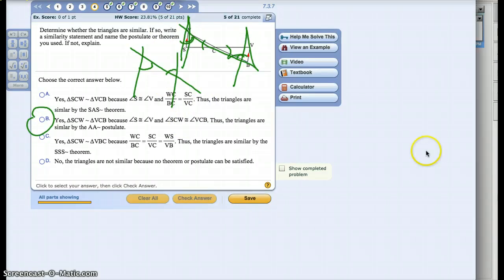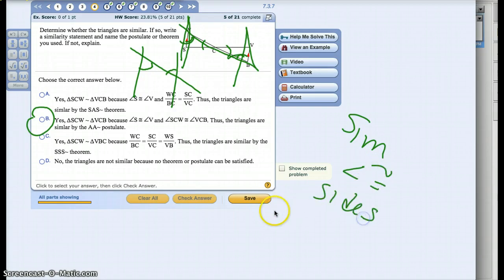And to be angle, well, actually for anything for similar, you need angles to be congruent and you need sides to be proportional, meaning that the ratios end up matching.